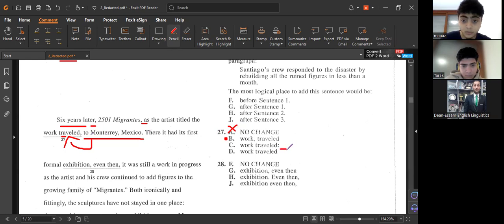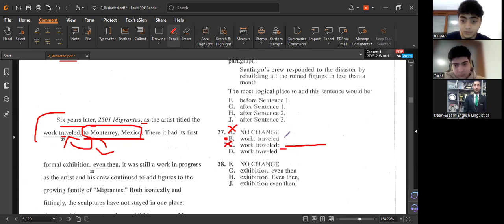Again, the part before the comma is either complete or it is a fragment. He said the work traveled. As the artist titled, the work traveled. What does it mean? Traveled where? So you separate this part from the sentence, plus it loses focus, plus the information after the comma is not an explanation of something before. So right, the comma is a misplacement. It's wrong. I say this is wrong.